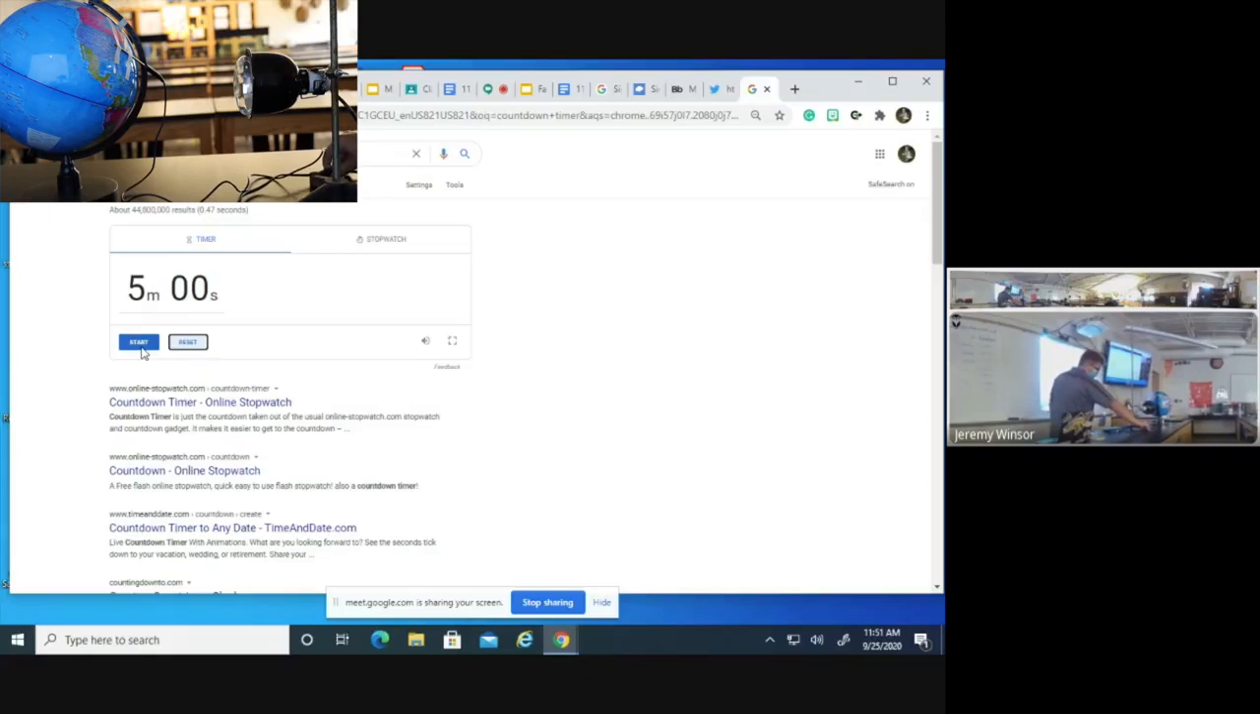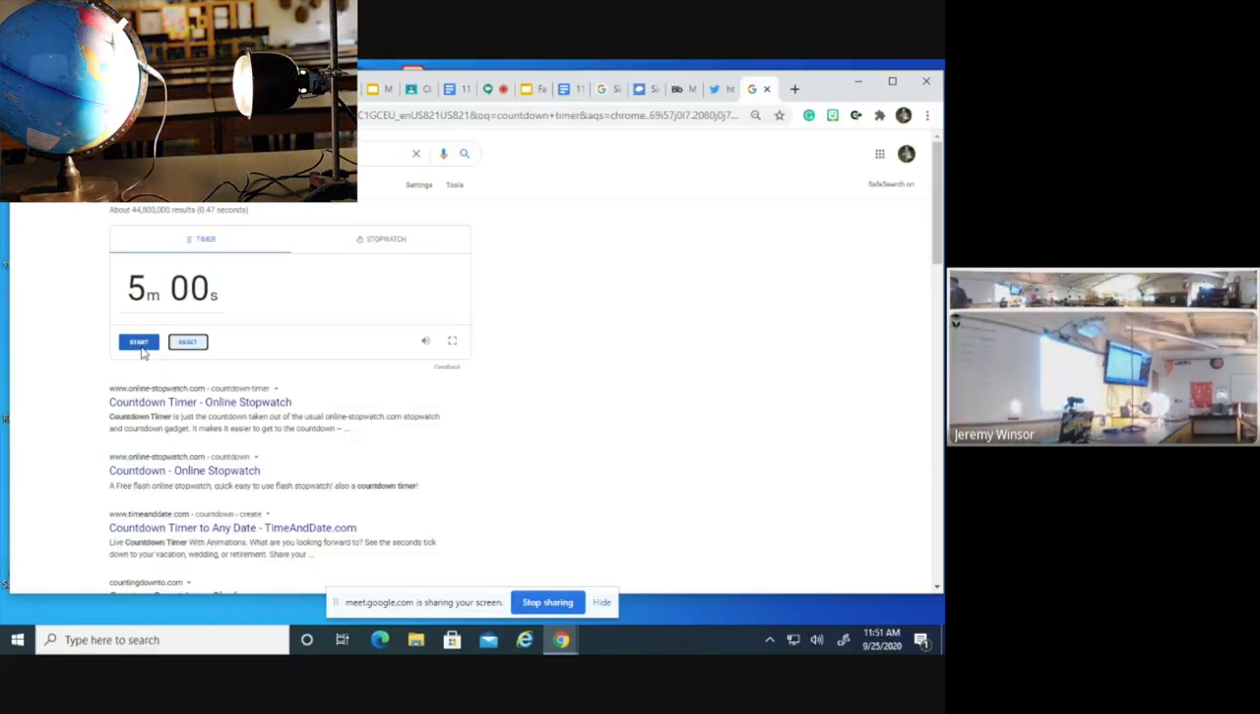Is that 20 centimeters away? It is at 20 centimeters away. Yep, I double checked that. We're 20 centimeters away, and we are going to turn the temperature on. We're going to run this for 5 minutes.